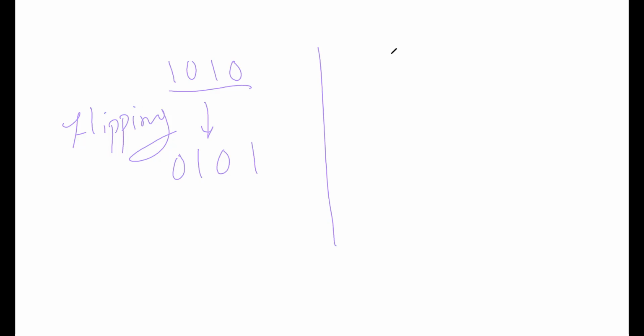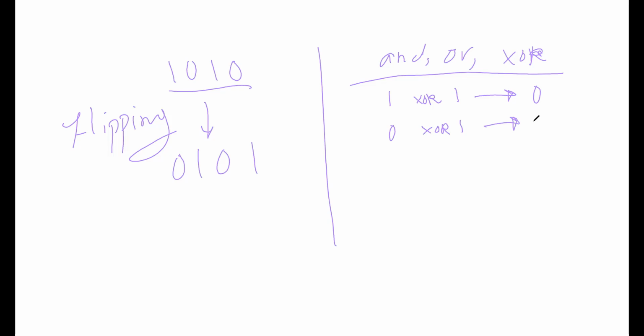Using a logical operation as a hint, AND or XOR. As for these two cases, you have the number 1. If you XOR it with 1, the result is going to be 0. So it basically turns 1 into 0. If you have the number 0 and XOR it with 1, the result is going to be 1. Therefore, XORing numbers with 1 is going to flip those numbers for us.